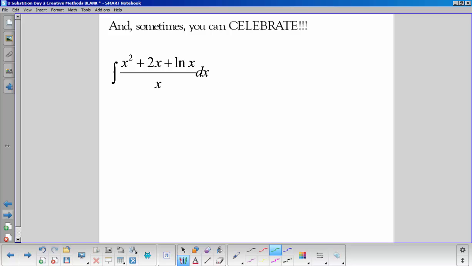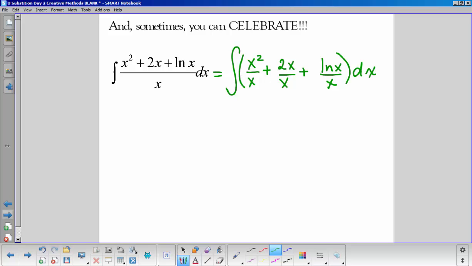Because x, we could make this go into all of them. So we can say that this is x squared over x plus 2x over x plus ln x over x dx. All right? So then that's going to simplify to x plus 2 plus natural log of x over x dx. All right, so let's do some integrating. What do we get here?